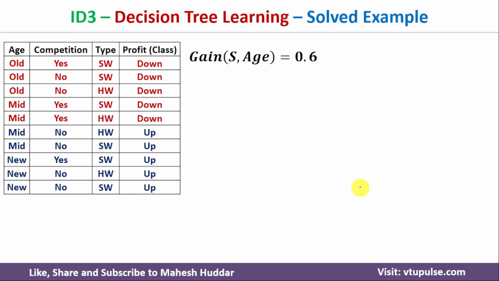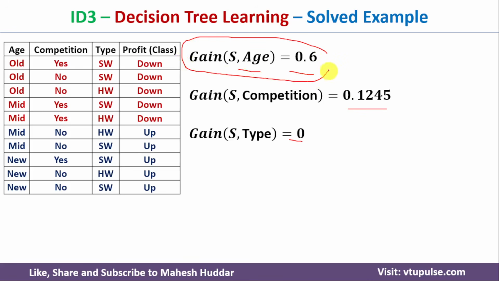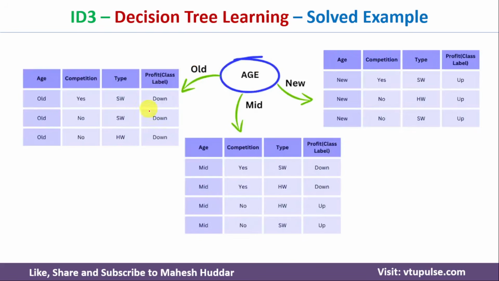So we got the information gain for the attribute age is 0.6, computation is 0.1245 and type is 0. In these values 0.6 is the highest information gain, so the age attribute will be considered as the root node. So this is how it will look like. Here we are considering the age attribute as the root node.